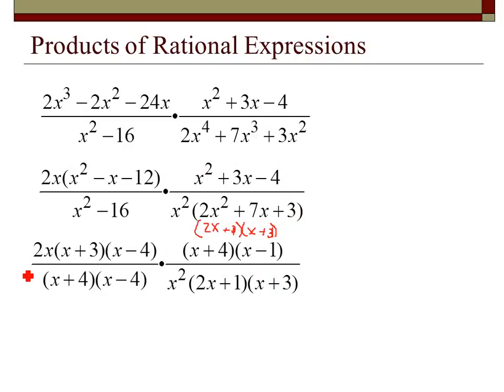Okay, so now when I start to cancel, I can cancel x here, one of the x's here. I can get rid of the x minus 4, get rid of x minus 4, get rid of x plus 4, get rid of x plus 4, get rid of x plus 3, get rid of this x plus 3. So it leaves me with a 2 and an x minus 1 on top. And on the bottom, I just have 2x plus 1. Then I can multiply this across.